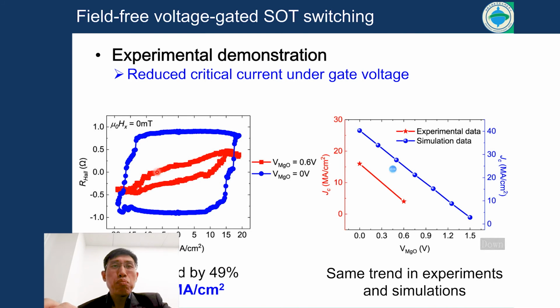Finally, we perform the experimental measurement. This is the switching when we use 0 voltage, and this is 0.6 voltage. The current density is reduced by more than 50%. So if we compare the simulation and the experimental results, you can see that the trend is very similar, and the combination of the two interfaces for the switching is very efficient.